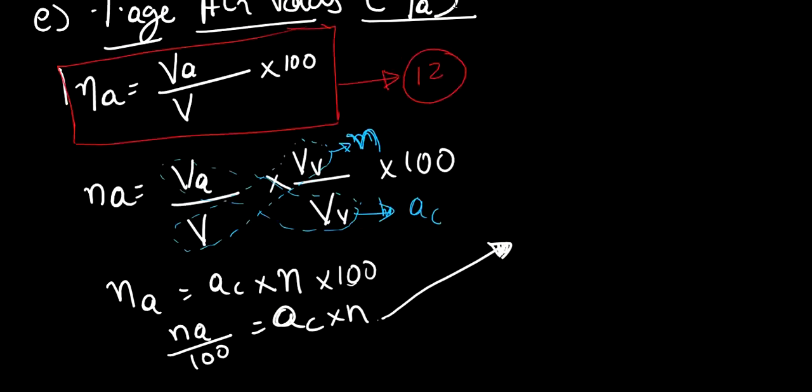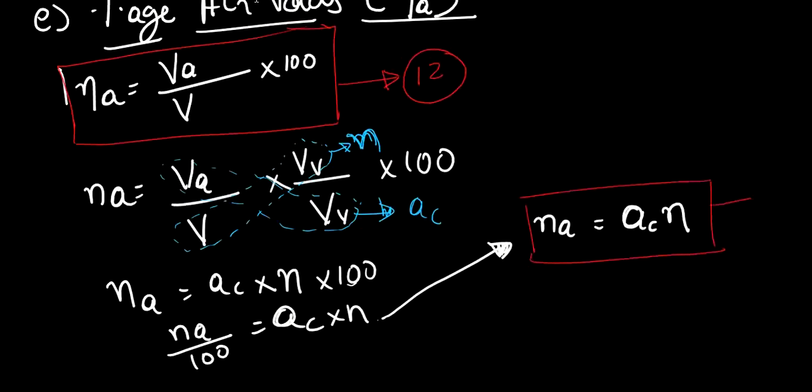Which implies that if the percentage air voids is given in decimal form, I can write it as Na only, because Na was in percentage and now I am dividing it by 100, so I will get Na in decimal. So Na is equal to AC into n. This is also an important relation. Let's number this as 13.